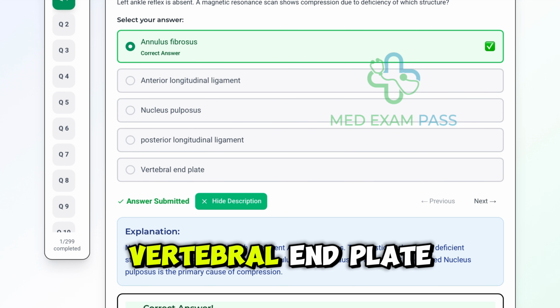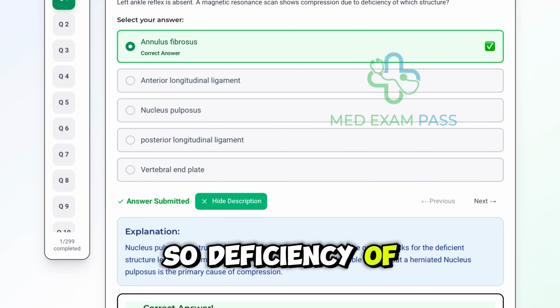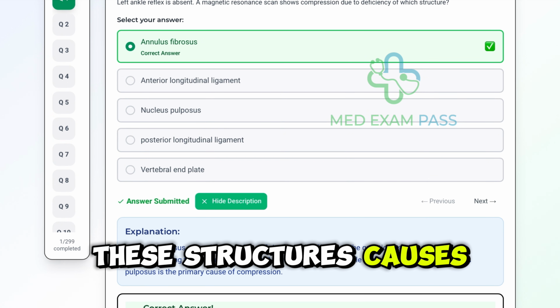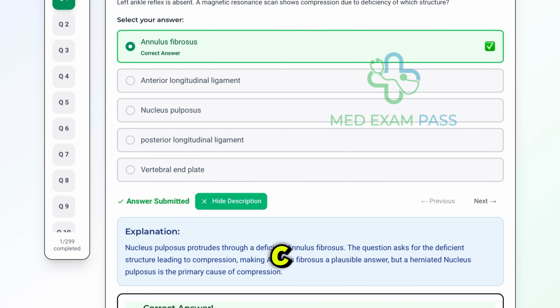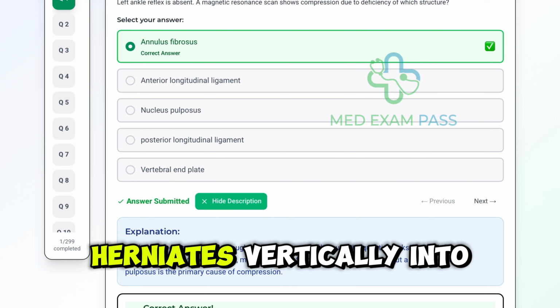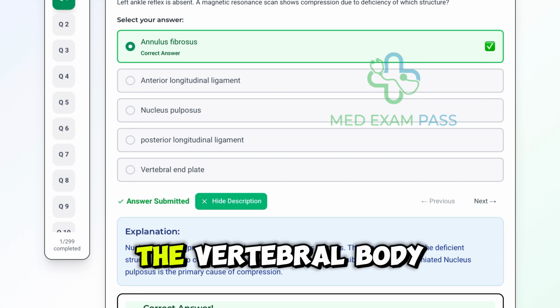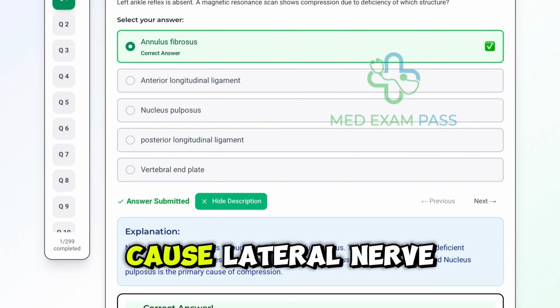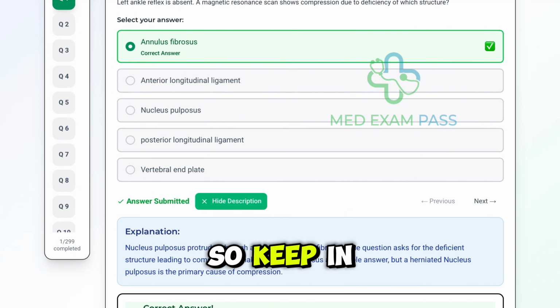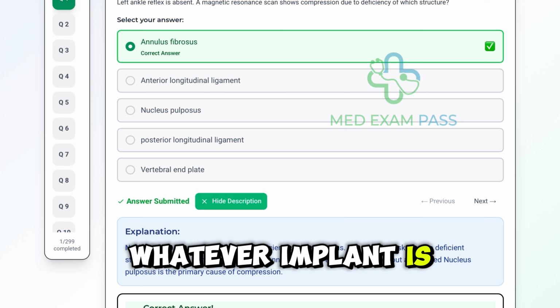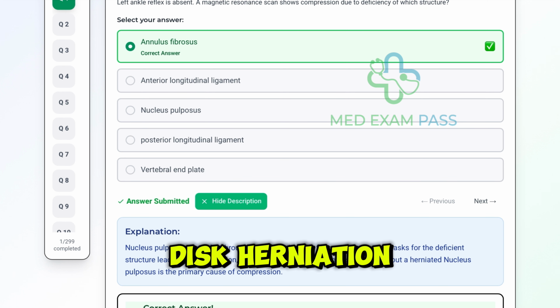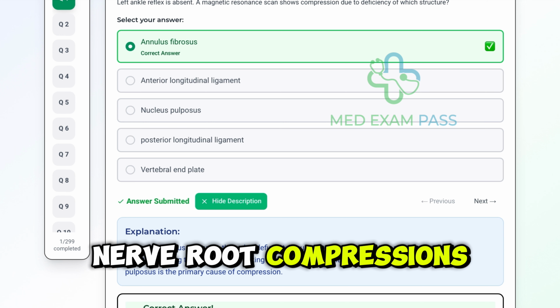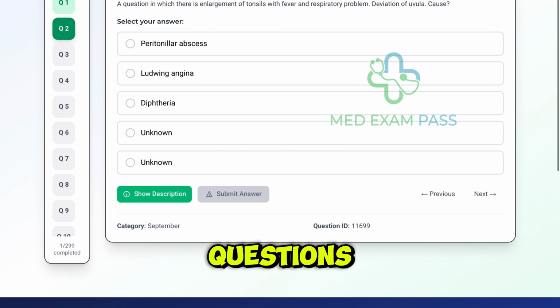The final one, vertebral end plate. Deficiency of this structure causes Schmorl's nodes, which is a very rare question to be asked by the exam, I guess. When the disc material herniates vertically into the vertebral body, this does not cause lateral nerve root compression. So keep in mind, the vertebral end plate, option number 5 here, is responsible for vertical disc herniation, not lateral nerve root compression. Okay, so go to the next question.